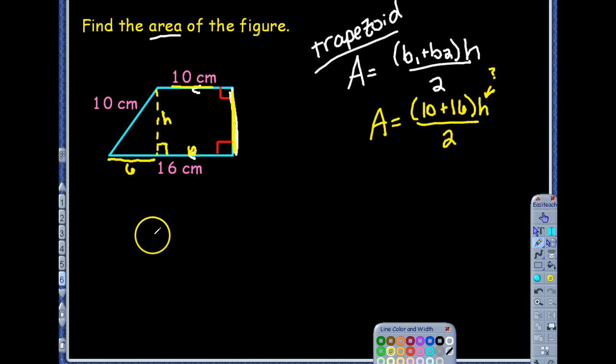Awesome. Hopefully everyone sees that. That's a really good problem because it makes us really apply what we know about these figures. And we had to find the right triangle ourselves.